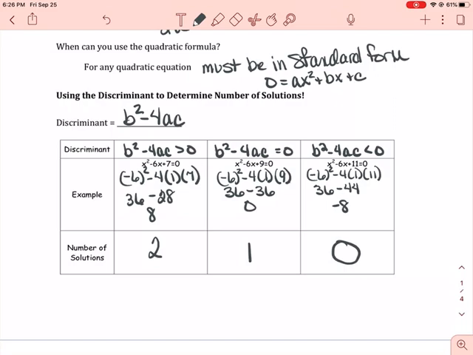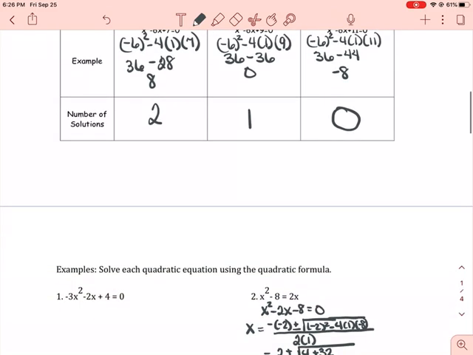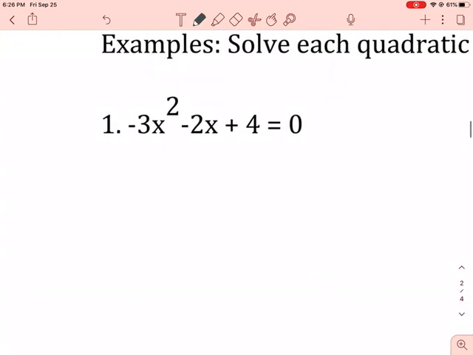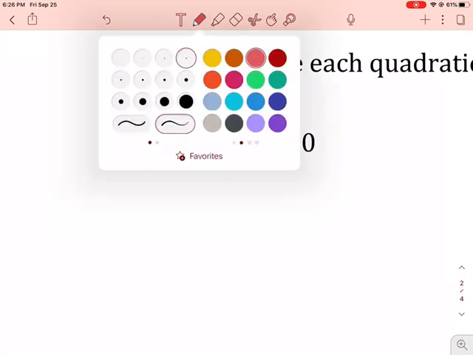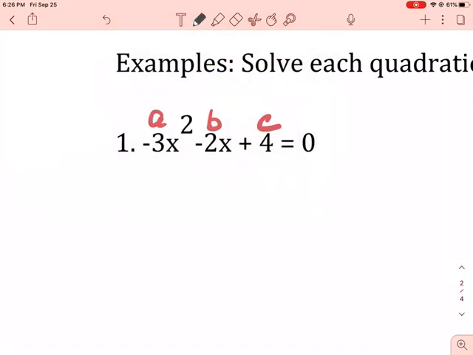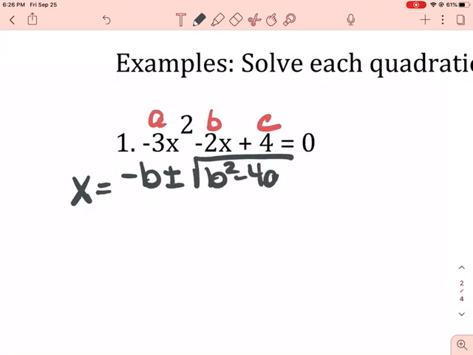All right, so how do we actually compute these answers, zeros or roots, solutions? Let's take a look at the first problem: -3x squared minus 2x plus 4. First, I kind of got the idea what a, b, and c are. A is in front of the squared, b is in front of the x, and c is the constant. To help you memorize it, always write the formula, because that way it becomes part of what you do.